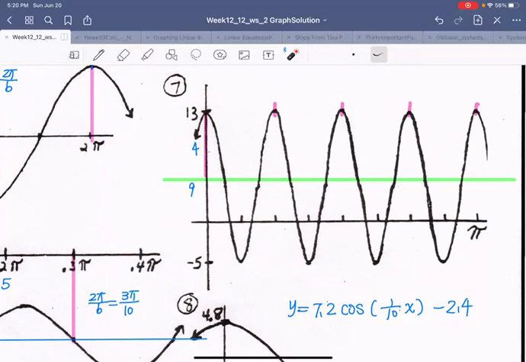Michelle, you have a question about why the midline is 9. You want to find the distance between here and here. The maximum is at 13. The minimum is at -5. The midline is halfway between these two. From 13 to -5, you have a distance of 18. This piece is 13. This piece is 5. Your distance is 5 plus 13, which is 18. And then 18 over 2 is going to be 9.